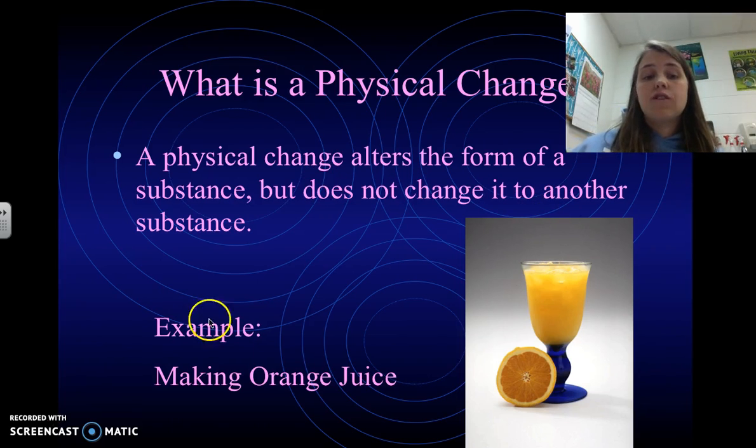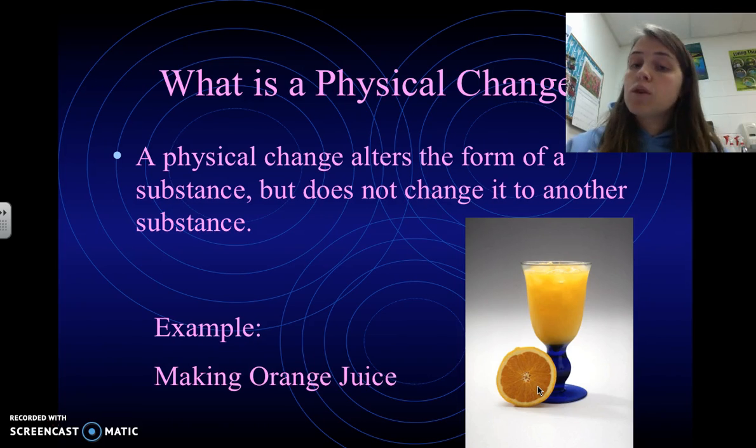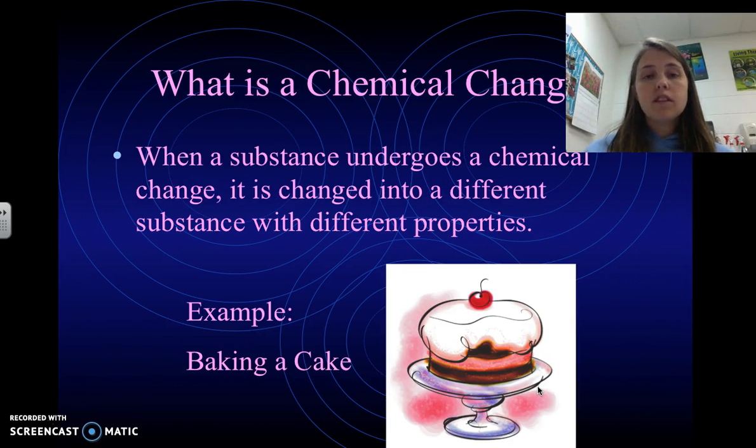In other words, like if you take an orange and you juice it, it becomes orange juice. Well, the composition of the orange hasn't changed. It's just changed form from being a solid piece of an orange to being a liquid form of orange juice. That is a physical change.